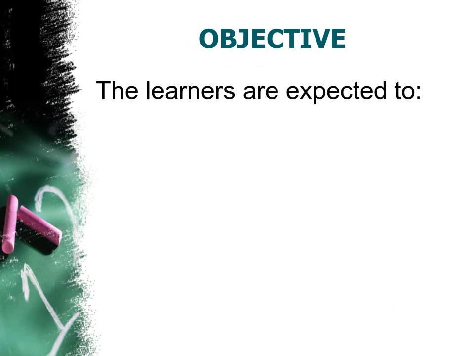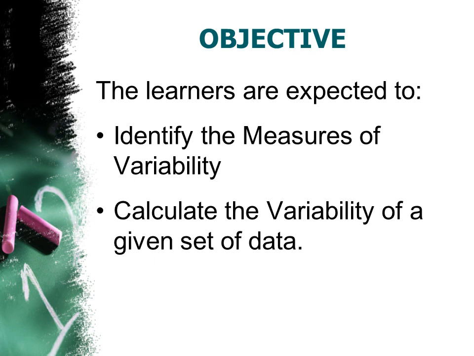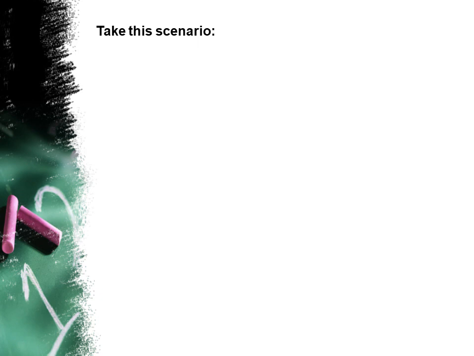So what are the objectives for this particular topic? At the end of the lesson, you are expected to identify the different measures of variability and to calculate or to solve the variability of the given set of data. We will be focusing much more on the group data. So for the ungroup, this is the scenario so that we will understand what is the meaning of variability and how does it differ with the previous lesson, which is all about the central tendency.